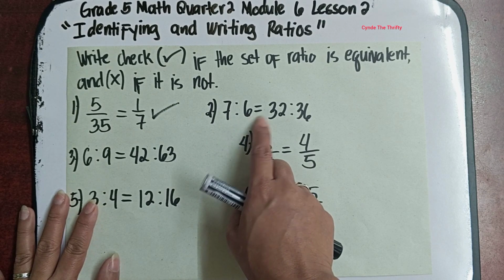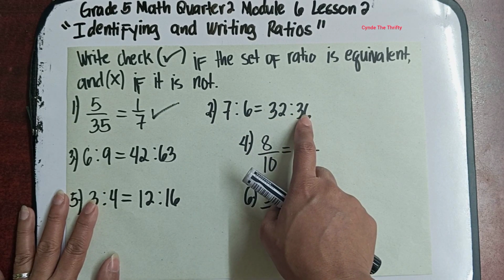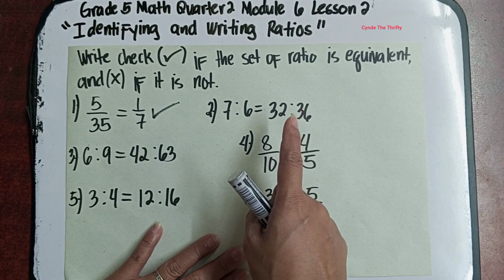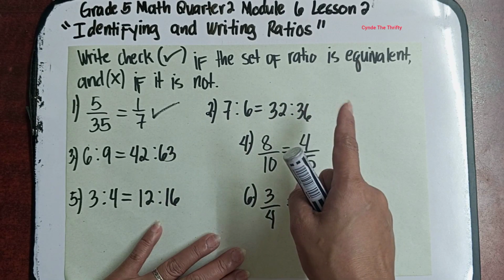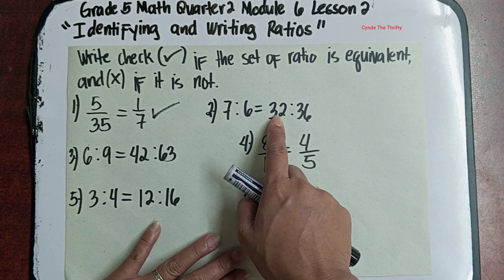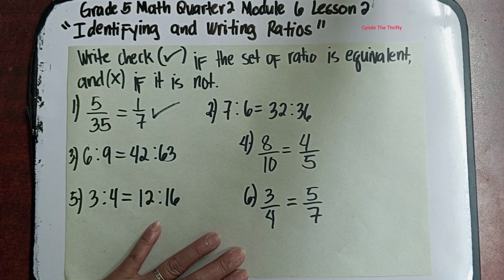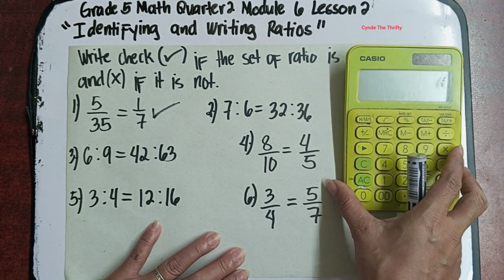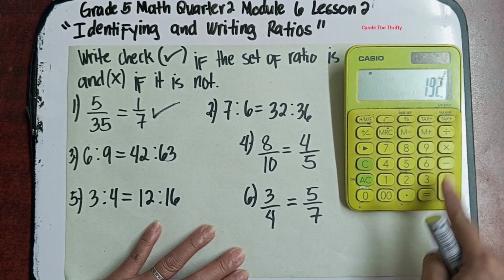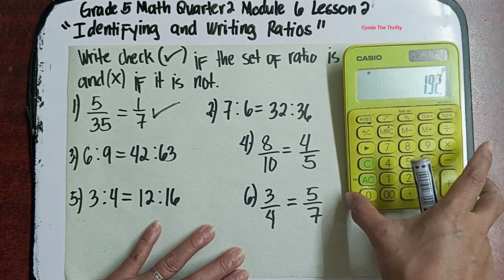Number 2: 7:6 is equal to 32:36. Okay, so ratio ang given natin. So ang gagawin natin, kukunin natin ang means at extremes pagkatapos i-multiply natin. So ang means natin is 6 and 32. So i-multiply natin si 6 at si 32 para hindi tayo matagalan. Okay, gagamit ako ng calculator. So 6 times 32 is equal to 192.